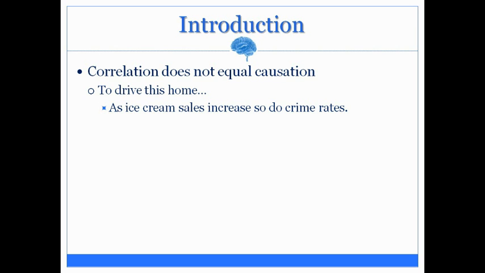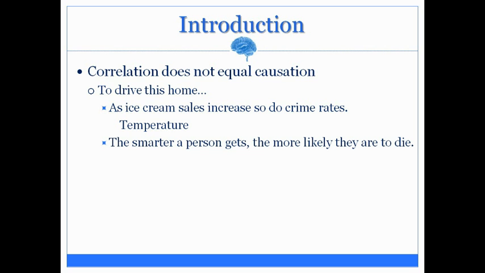But what are they going to do? Well, they're going to likely come out more in the summertime. Maybe they're going to be a little more aggressive because it's hot out, things along those lines. That's what's making the crime rates increase. So again, temperature is the third variable that's actually causing this relationship here.